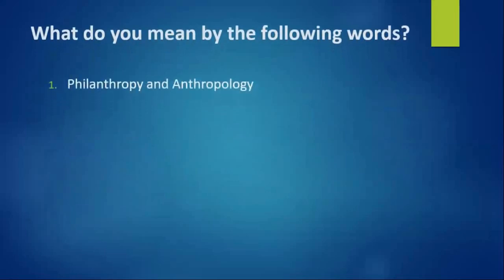So, what do you mean by these words? Philanthropy and anthropology. In these two words, there is a similar root word, which is anthropo. Anthropo means human. So philanthropy is working for the welfare of humans, and anthropology is a field of study in which you study about humans.